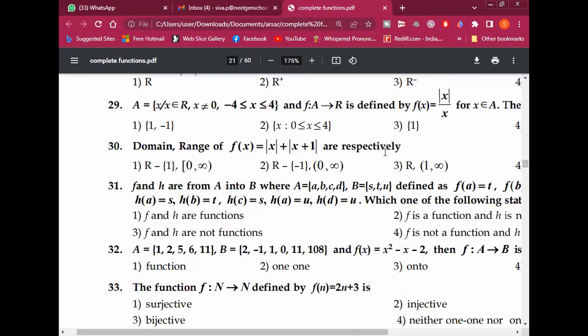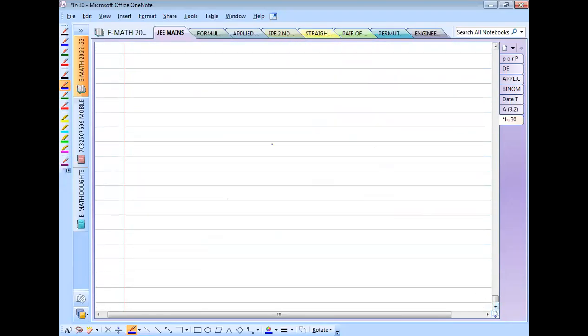Okay. Try to solve the next problem. Domain and range of mod x plus mod of x plus 1 are respectively. Problem number 30. f of x is equal to mod x plus modulus x plus 1. Is that the function? Yes.